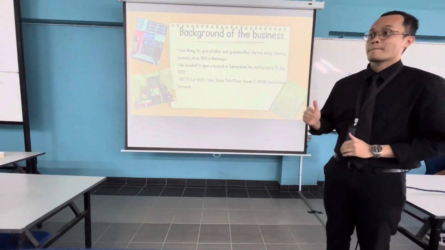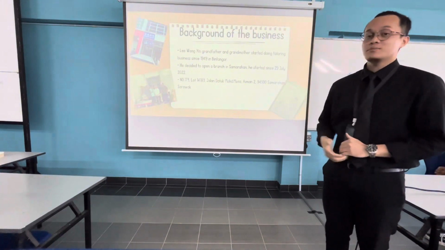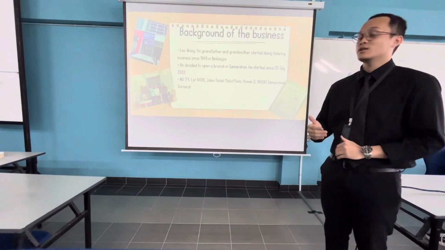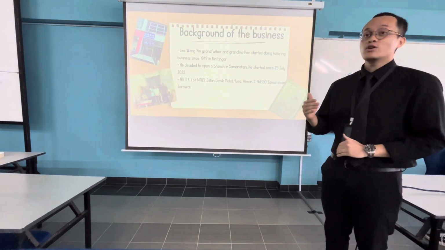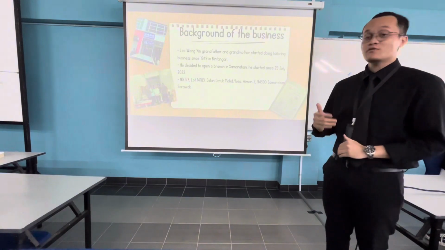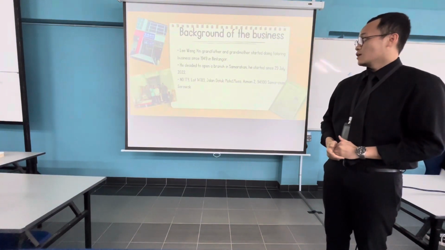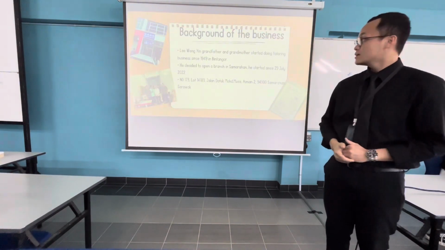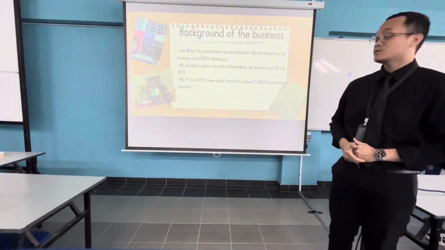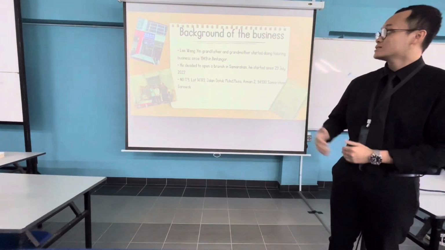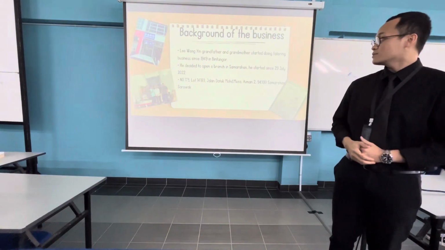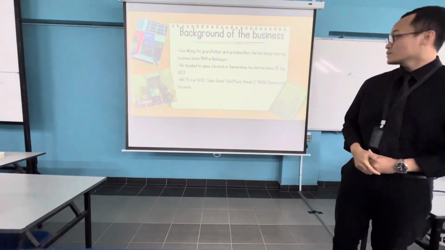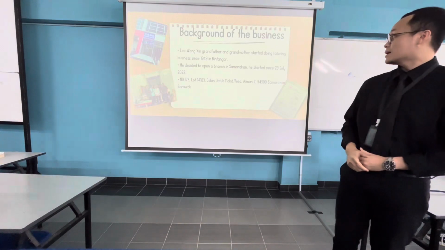Okay, and then why did we open the branch? Because he is passionate, he loves what he wants to do, and he follows in the steps of his grandfather and grandmother. After that, he got married and decided to open a branch in Samarahan. He started on 29 July 22. The location of the season tailor is number 173.14183 at Jalan Dato' Muhammad Musa, Aiman 2, 94300, Samarahan, Sarawak.